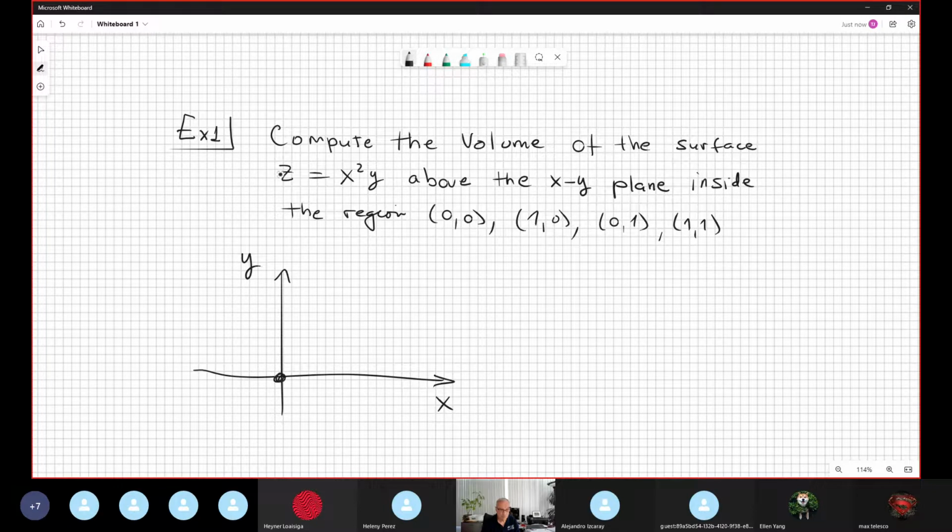And this is the point 0, 0. This is 1, 0. This is 1, 1. And this is 0, 1. So this rectangle is my region. This is my region, region R.